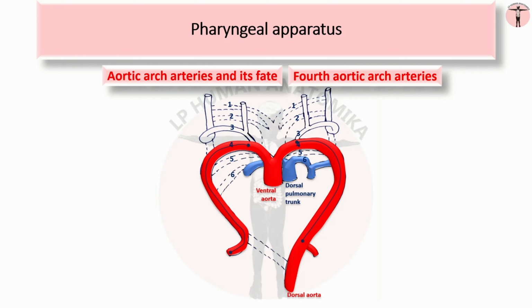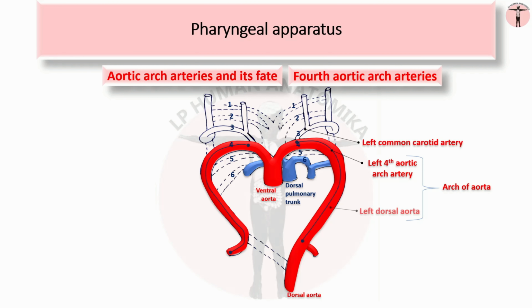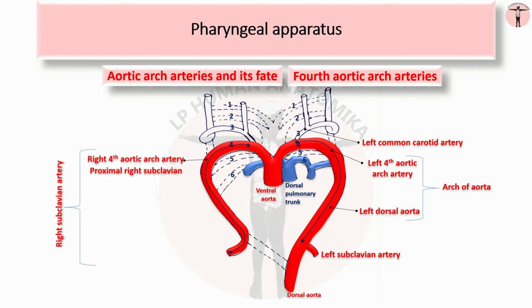On the left, it forms part of the arch of aorta beyond the left common carotid artery, and the rest of the arch is formed by the left dorsal aorta up to the left subclavian artery. On the right, the fourth arch forms the proximal segment of the right subclavian artery, the distal part of which is formed by the portion of the right dorsal aorta and the seventh intersegmental artery.